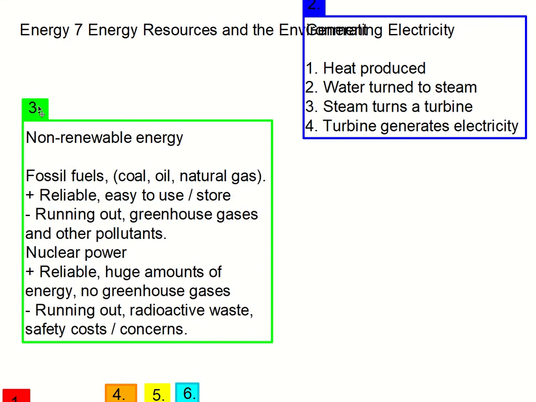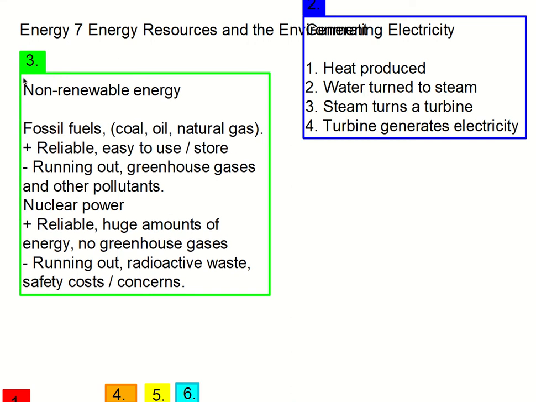So I'll make a start first of all with the non-renewable sources. I must say at this point I'm not really going to spend a lot of time looking at the advantages and disadvantages. Obviously, you can pause this video and have a look at them yourself. So fossil fuels are our first kind of non-renewable energy source. Fossil fuels: coal, oil, natural gas.